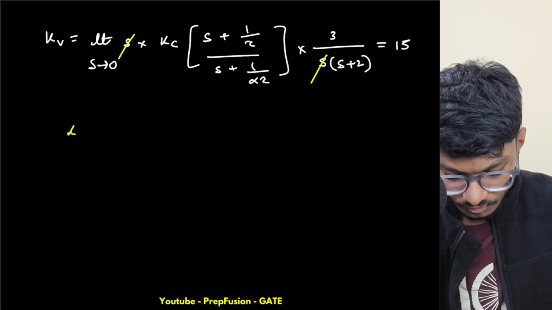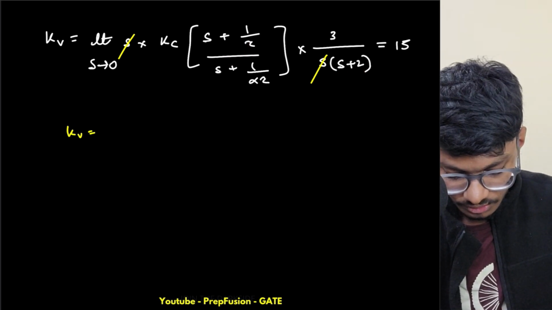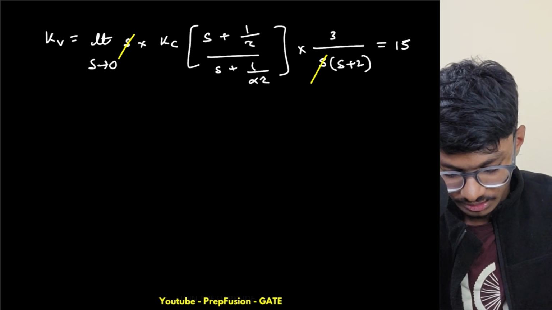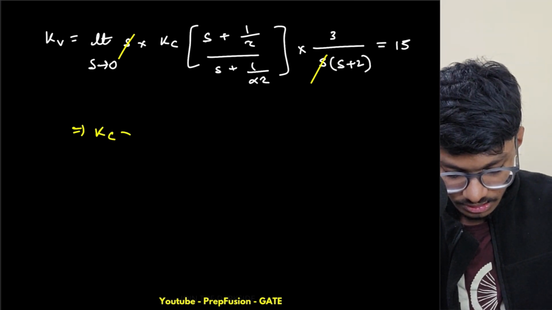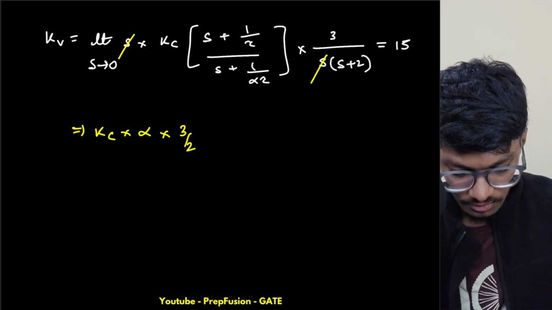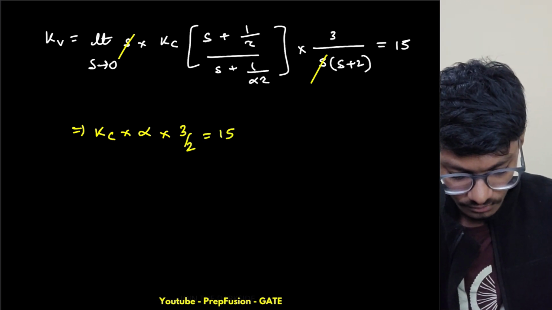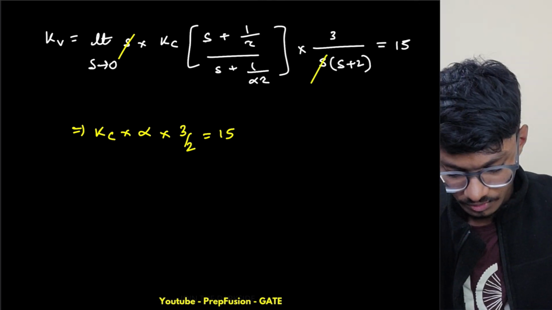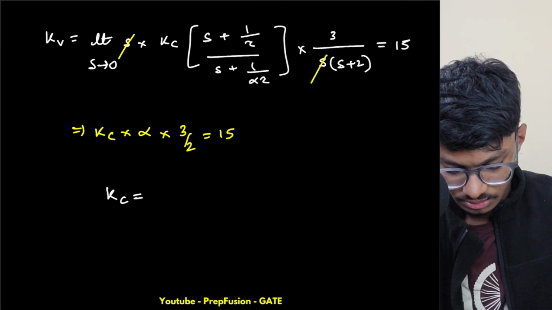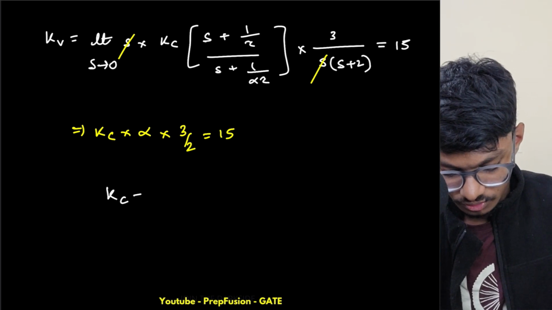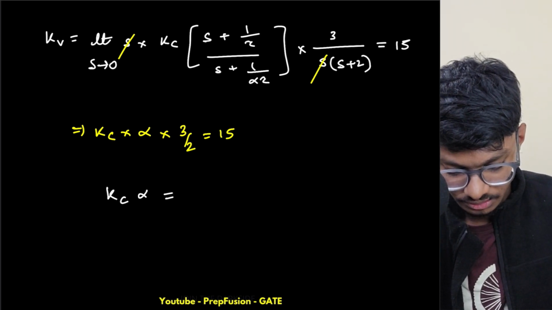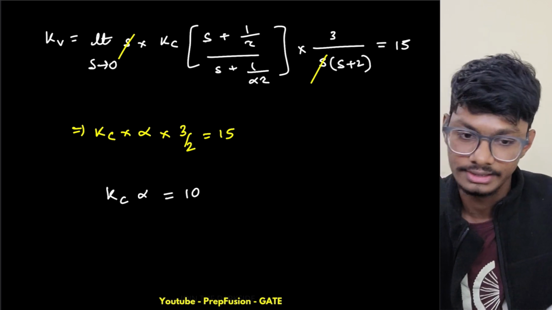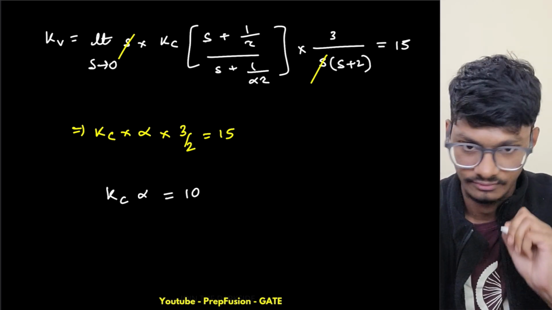So now I can simply write this will be equal to Kc into alpha into 3 upon 2 equals 15. So Kc alpha will be simply 15 divided by 3 upon 2, which is 10. Kc alpha equals 10. So this is one condition, Kc alpha is 10.